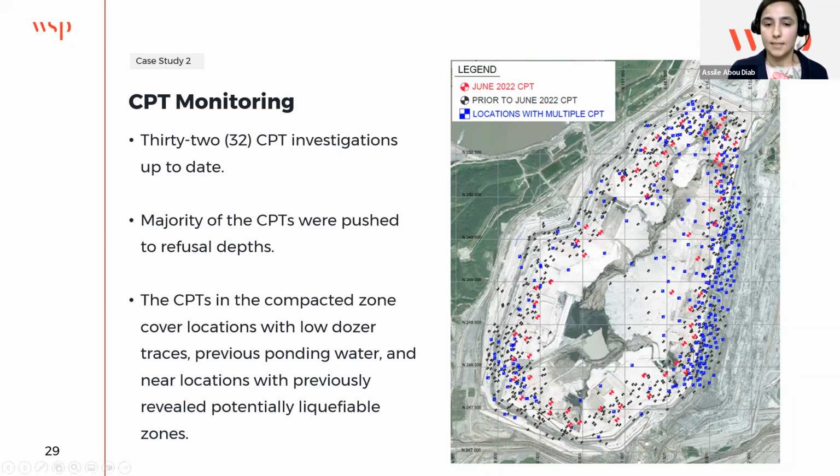Whenever we propose a CPT in the compacted zone, we make sure it covers the whole compacted zone. More specifically, we target locations with low dozer traces or where we have previously ponded water, and also new locations where we previously identified a liquefiable sand layer from old CPT programs.